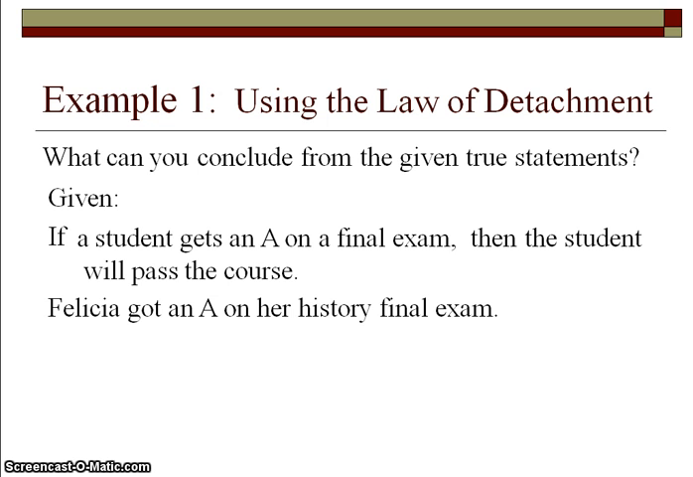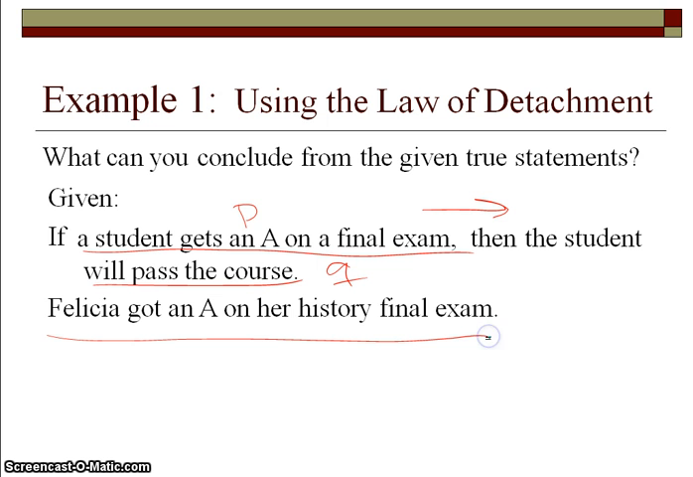If I'm telling you that if a student gets an A on a final exam, then the student will pass the course, that's my conditional. If P, a student gets an A on a final exam, then Q, they will pass the course. That's my true conditional. And here I'm telling you that Felicia got an A on her history final exam. So I'm telling you P is true. It happened. She got it. Well, if P is true, then Q is going to be true, right? Because that's what the law of detachment tells us.